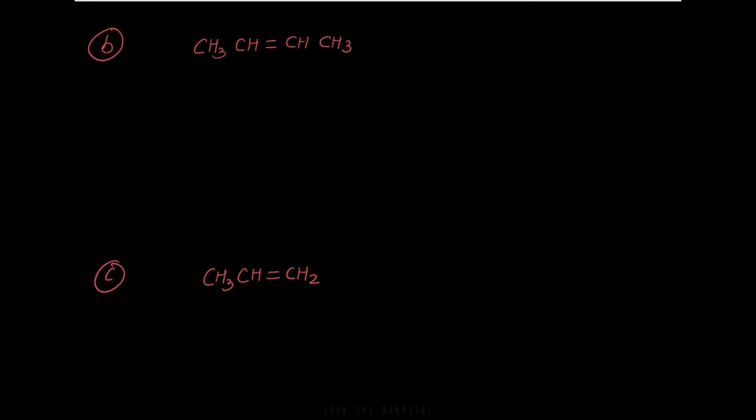We need to identify whether this compound exists in cis and trans configuration. Okay, again, expand the structure. So you have your C double bond C, and you should have 4 bonds coming out of it. And this carbon has a hydrogen and a methyl group attached to it. And again, this carbon has a hydrogen and a methyl group. Okay, so next is to assign priorities between these two groups.